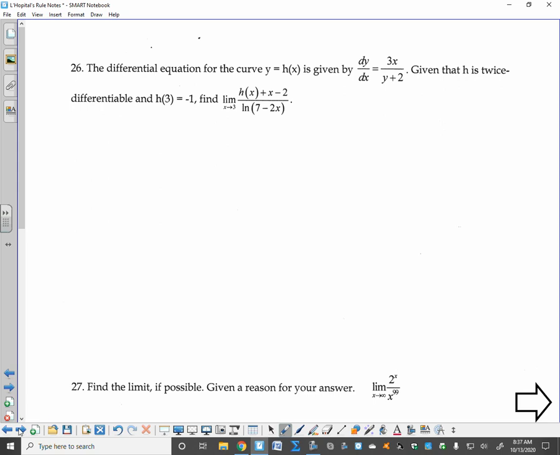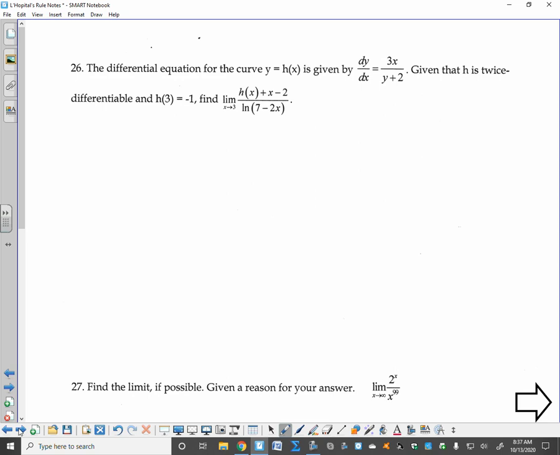All right, 26, home stretch. The differential equation for the curve h of x is given by, okay, so they're giving me the derivative. Given that the original function is twice differentiable, and they've already done it once, and h of 3 equals -1, find, oh dear God, okay.